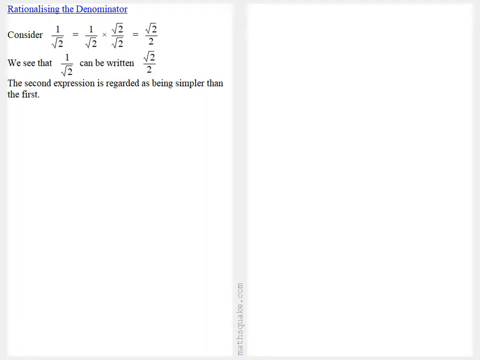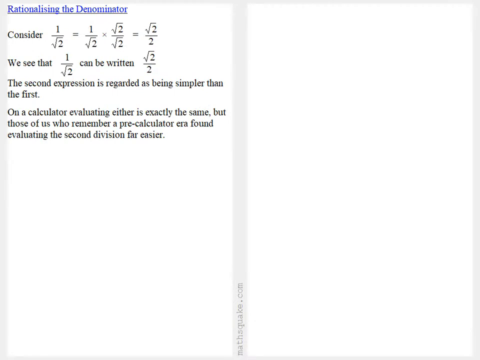Now, one useful thing to do is what's called rationalizing the denominator. If you consider the fraction 1 over the square root of 2, we can multiply it top and bottom by anything we like, so we'll multiply it top and bottom by the square root of 2. So we have 1 over the square root of 2 times the square root of 2 over the square root of 2, which gives on the top the square root of 2, and on the bottom 2. So 1 over the square root of 2 can be written as the square root of 2 over 2. The second expression is regarded as being simpler than the first.